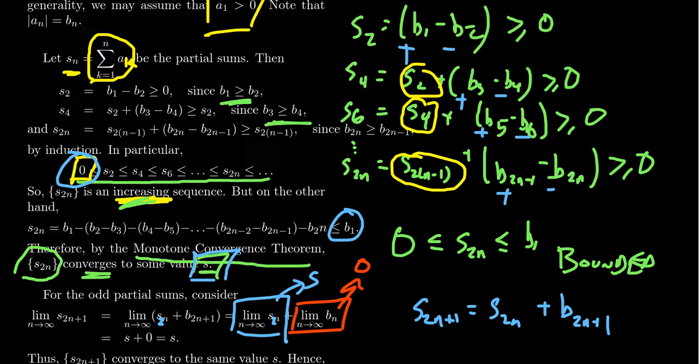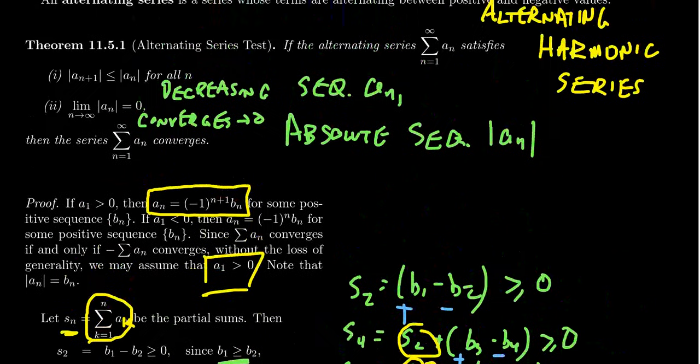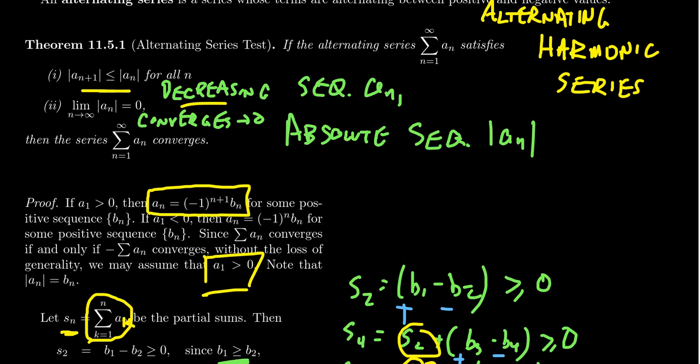And what were the assumptions that we needed? Remember, we needed that the absolute sequence is decreasing. We needed it decreasing to make all of those inequality statements we used throughout. We needed this to be decreasing to employ the monotone convergence theorem. But we also needed that this limit goes to zero so that we could merge together the odd sequence with the even sequence of partial sums and get that it's all convergent right there.